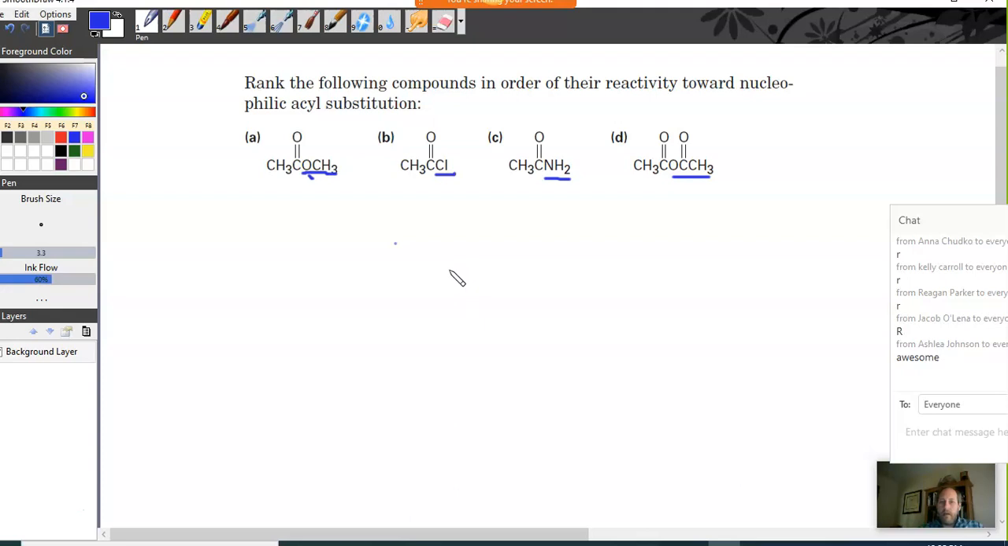So that's confusing. I don't know if they mean most reactive first or last. I'll just tell you. So this one should be the most reactive. So I'll put this as 1 as the most reactive. The second most reactive is the anhydride. That's the anhydride. That's the second most reactive. And then the ester is the third most reactive. And then the amide.